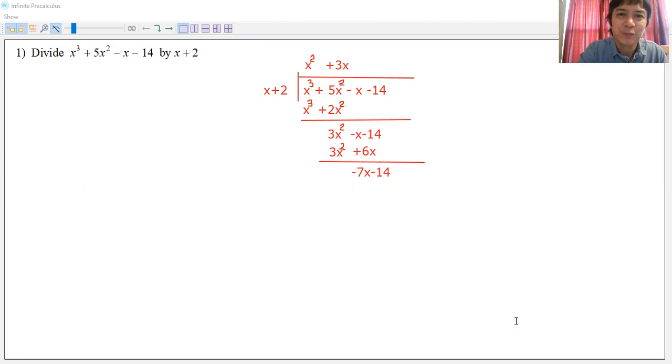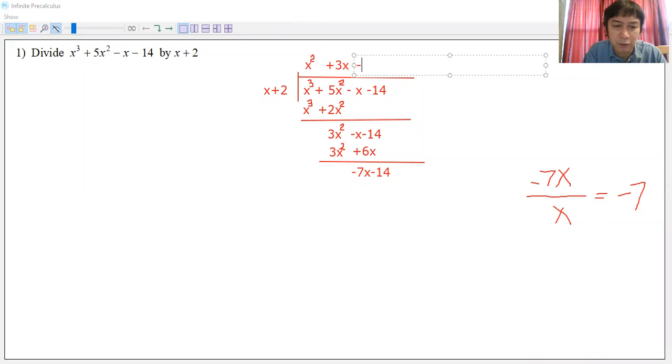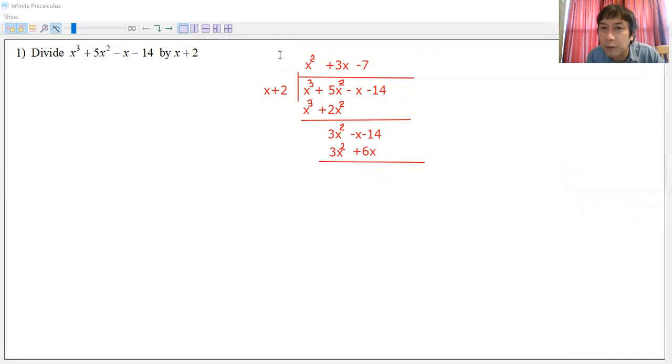Why? You have here a negative 7x, and you're going to divide it by x. So the x and the x divide, and we're going to have just negative 7, like that. So our most recent quotient term is negative 7, and we're going to write that over here. That will just be negative 7 there. And then we're back to multiplication. Let me just scratch this out. We're back to multiplication. The negative 7, you're going to multiply that by your divisor.